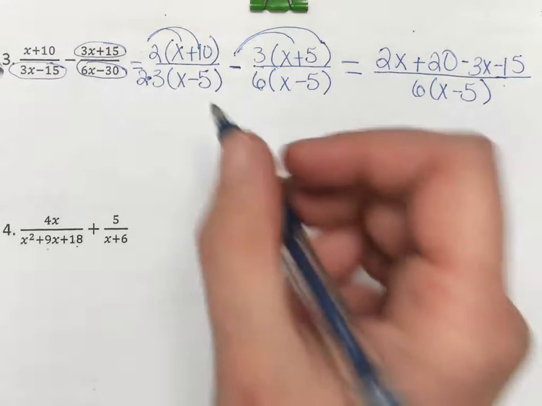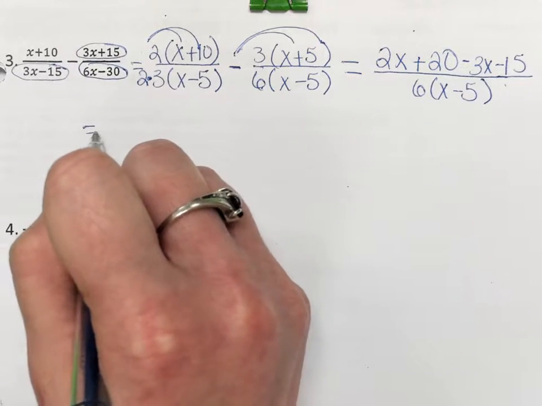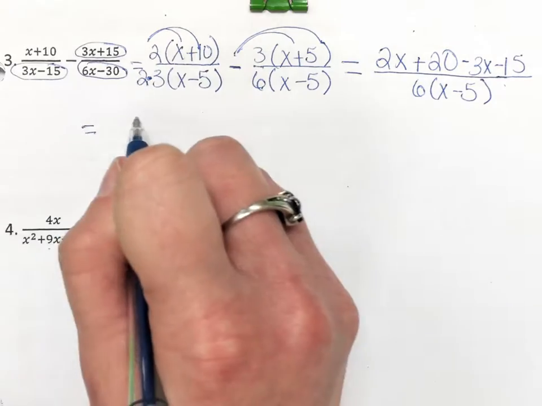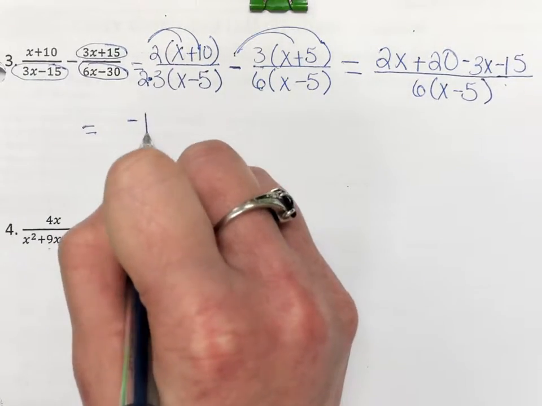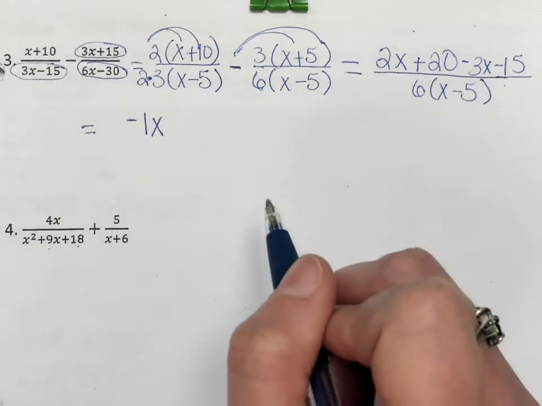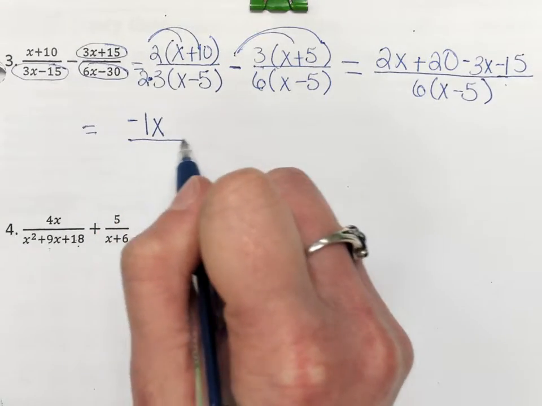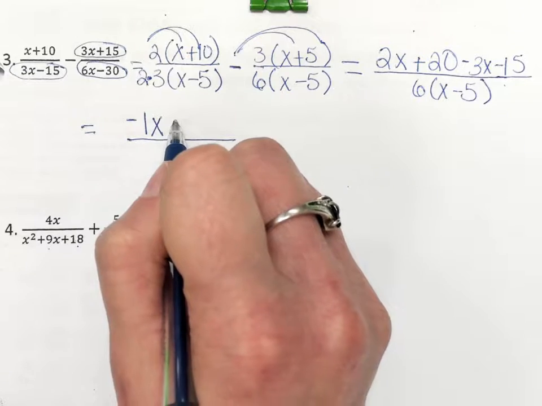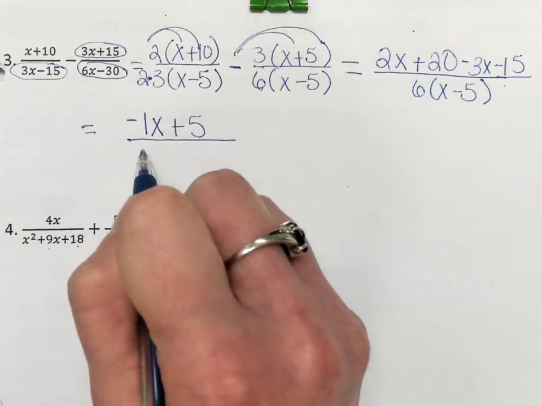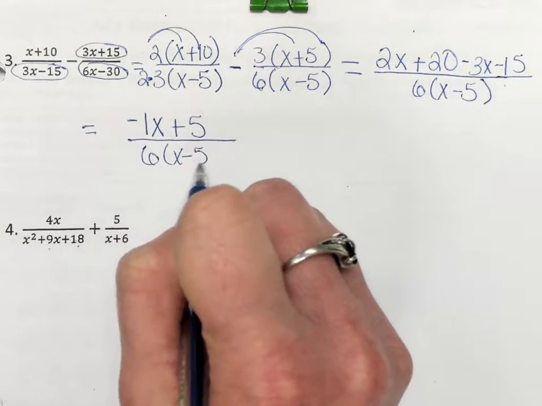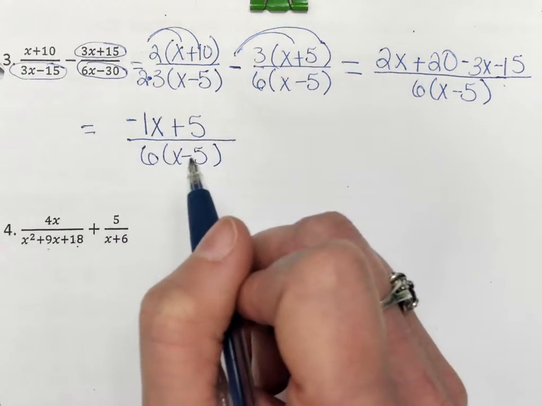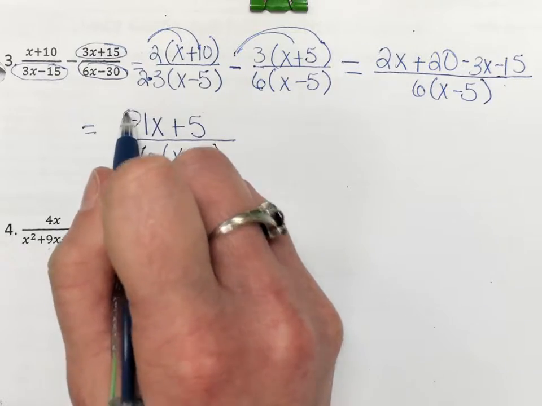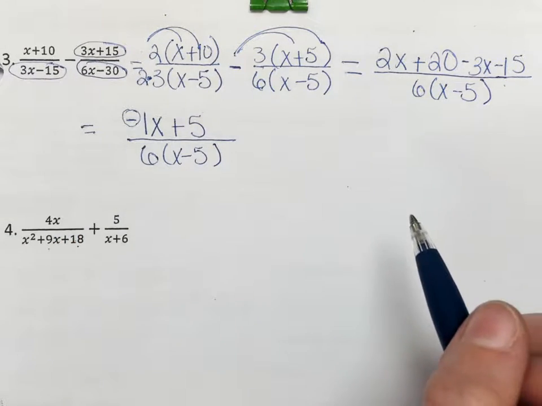All right, do you see any like terms? What's 2x minus 3? Negative 1x. There you go. What else you see? 20 minus 15. What's 20 minus 15? Positive 5. Very good. Now, ladies and gentlemen, that is not wrong. That is a correct answer. However, on a multiple choice test, they're very rarely going to have a negative leading coefficient because that's not proper.